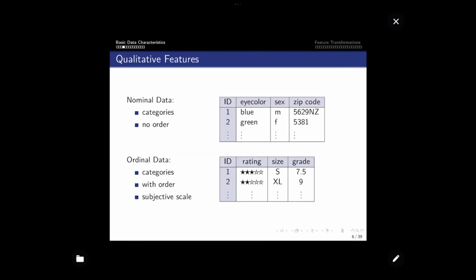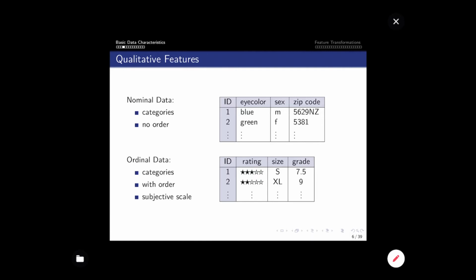So first of all, qualitative features: we have either nominal data or ordinal data. Nominal data are usually categories which have no order. For example, blue is not bigger or more than green, so you cannot say anything like that. Ordinal data is similar, but there you have an order. The thing is that the scale usually is quite subjective, so you don't really know what the distance between the elements means.